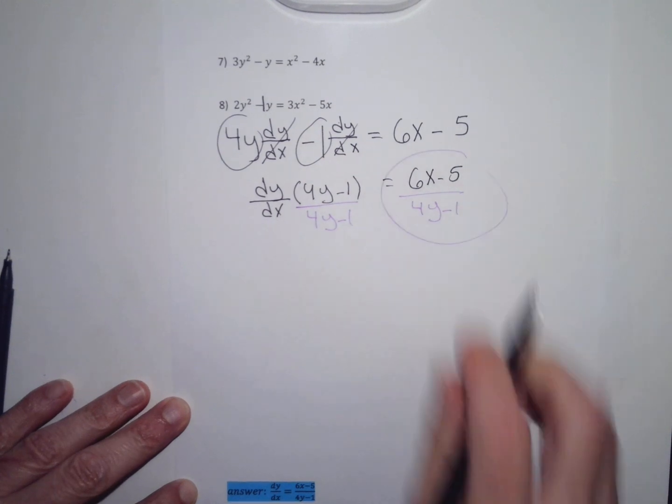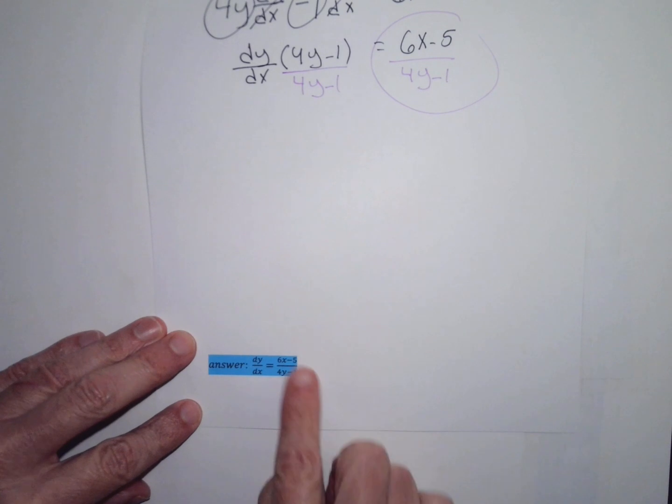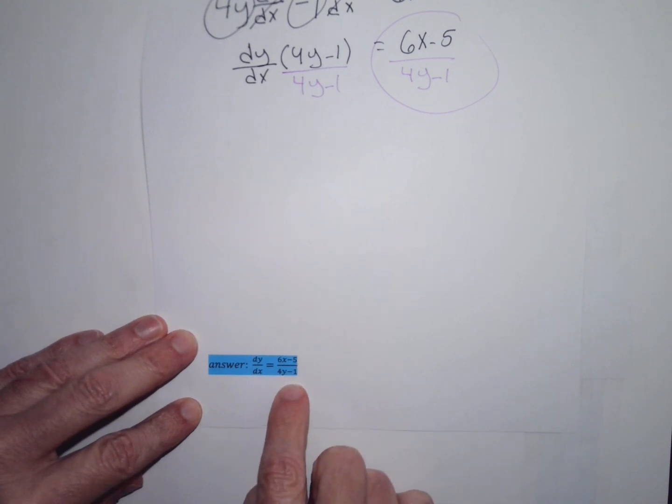And this is going to be the right-hand side of my answer. So I have it typed up here. dy dx is 6x minus 5 over 4y minus 1.